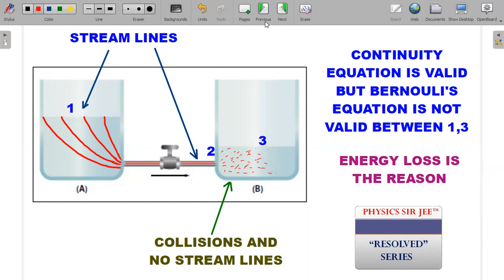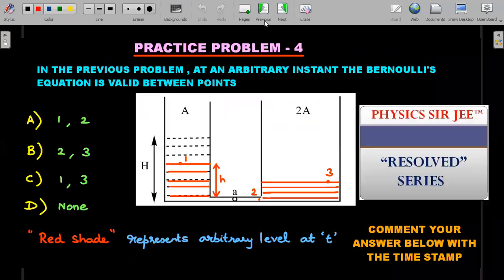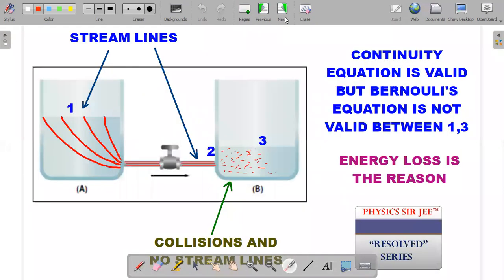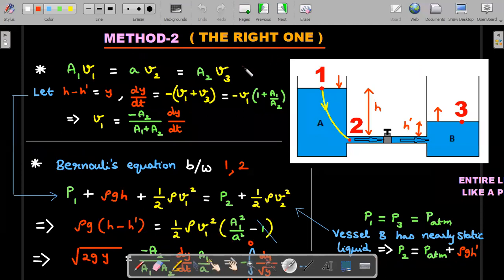That means we have already solved the second part of the problem. If someone asks you, it is valid between 1 and 2, yes. But between 2 and 3 and 1 and 3, anything involving the points inside this vessel, the streamlines have already stopped in this vessel, and therefore anything related to 3 you're not supposed to mark. So as a part of that problem, we have already solved it. Let's move on to the right method.